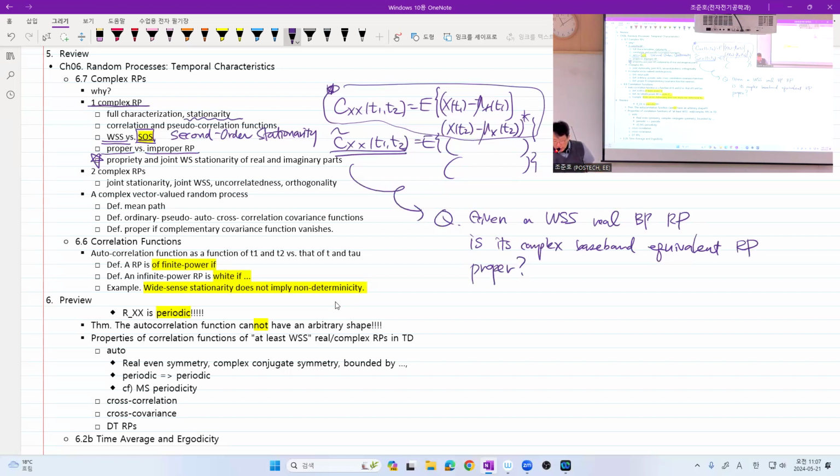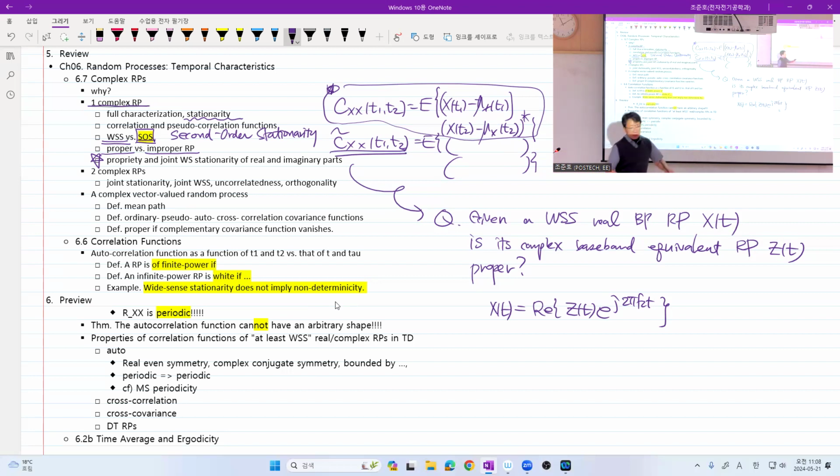Let's say, given a wide sense stationary random process x of t, let's call the complex baseband equivalent process z of t, which means that x of t equals the real part of z of t e to the j 2 pi fc t, something like this. Got it? And x of t is a real wide sense stationary bandpass process, and z is a complex baseband random process. And what is most important is that if x is wide sense stationary, then z is proper, especially zero mean proper.